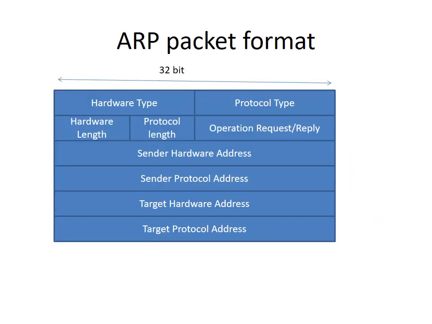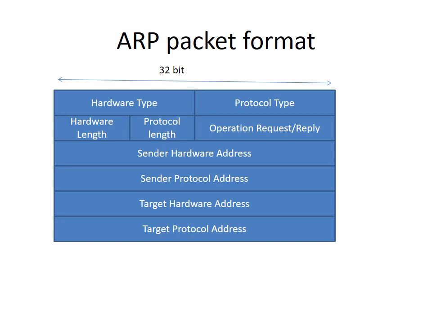Now let us have a look at the ARP packet format. It's a 32-bit packet format. The main fields included in the ARP packet format are, first, hardware type, which specifies the type of the network in the ARP request and response. The second field is the protocol type, which says whether we are using the IPv4 or IPv6 protocol. The third field is hardware length, which specifies the length of the physical address.